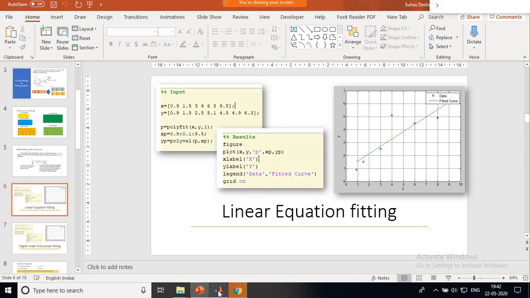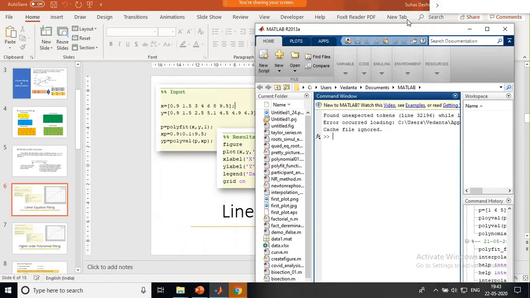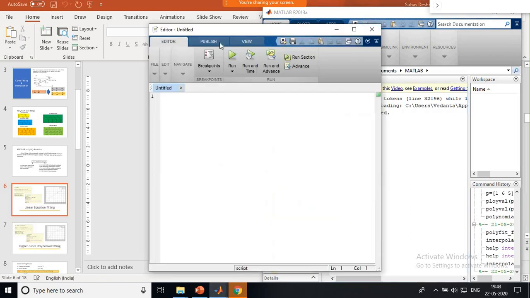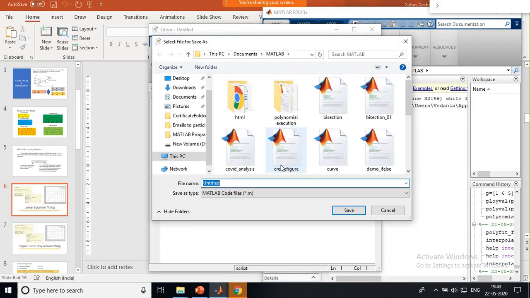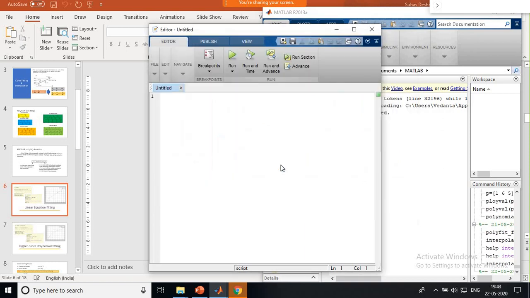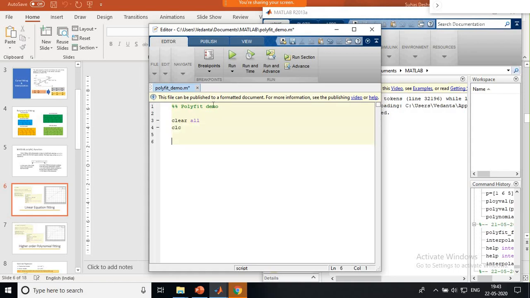So we'll now do it in MATLAB. We can simply have one script file where we write the data points. We'll save this file as polyfit demo. Then you can write a double percentage, polyfit demo. Then first of all, make sure that all your data is cleared and your screen is clear. Then you can have an input.